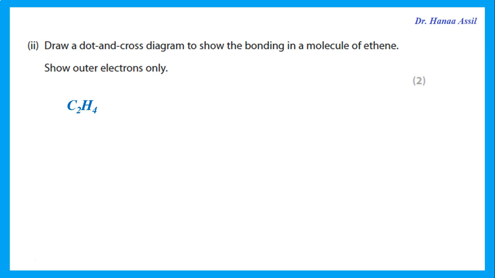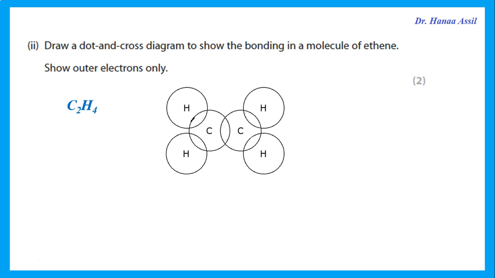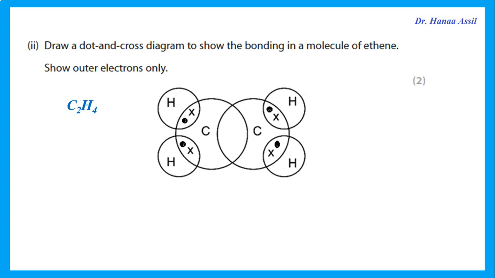To draw the dot and cross of anything, you write the symbols. So we are saying it has 2 carbons and 4 hydrogens. Now we need to distribute the electrons. Each of these hydrogens has 1 electron, so it needs 1 more because this is the first energy level. So for each hydrogen, we have 1 from the hydrogen and 1 from the carbon.